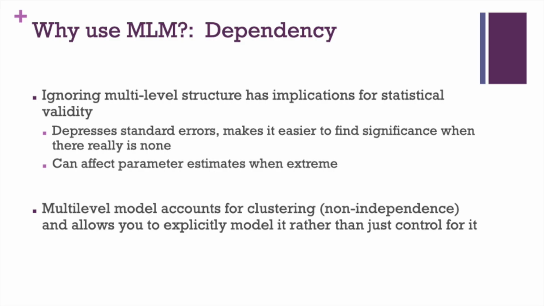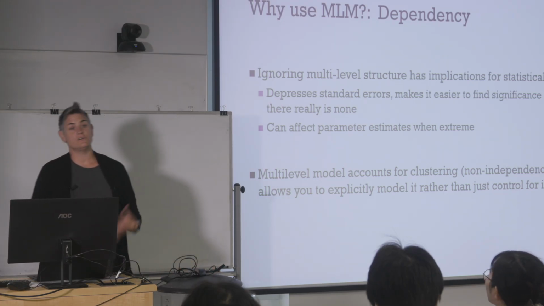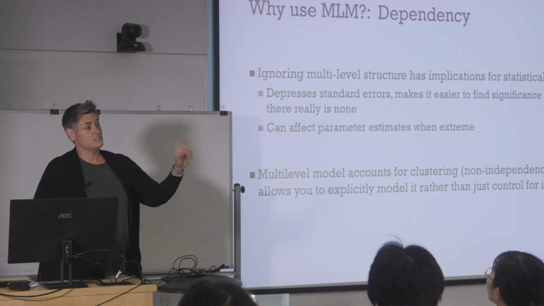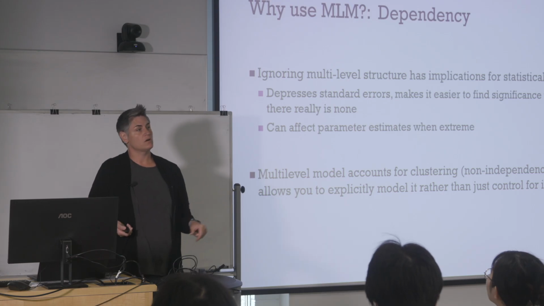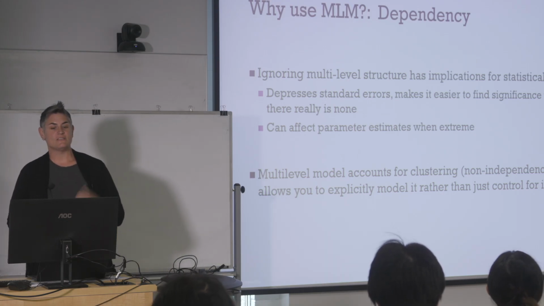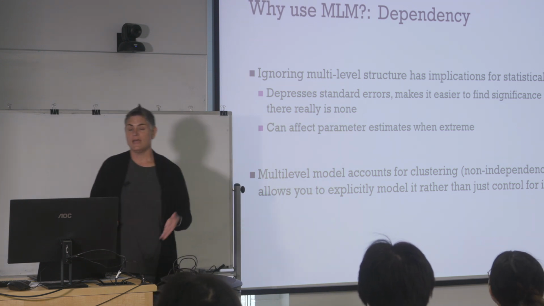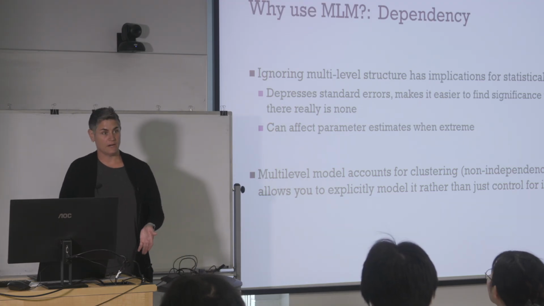Okay, so why can't we just ignore it? If we ignore this dependency and just model it as an OLS, as though all the observations at level 1 are independent, then it has implications for statistical validity, right? It depresses our standard errors and makes things look significant when they're actually not. And it can also affect parameter estimates, or the fixed part of your model, the betas, if dependency is extreme. So you're essentially making the wrong conclusions, getting the wrong answer. What an MLM does is account for clustering, or this non-independence, and allows you to explicitly model it in the way that the regression model is structured, rather than just controlling for it.